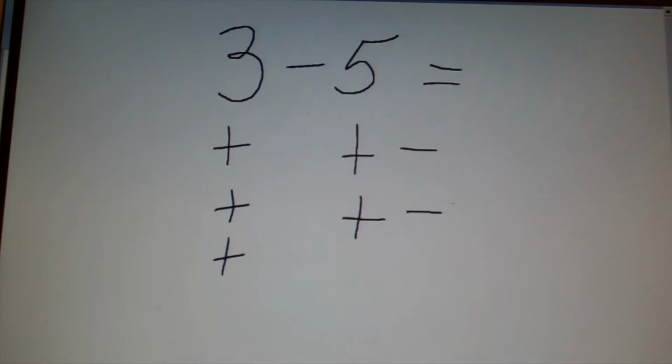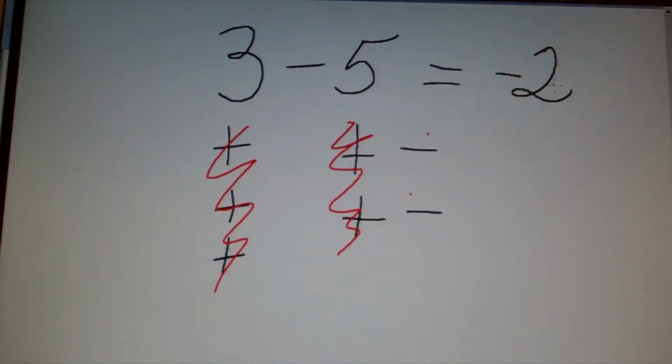We include 2 sets of 0 pairs, so we have enough positive signs to subtract or take away 5 positive signs. Remember, 0 pairs do not change the value of the equation. Our answer is negative 2, because we have 2 negative signs left.